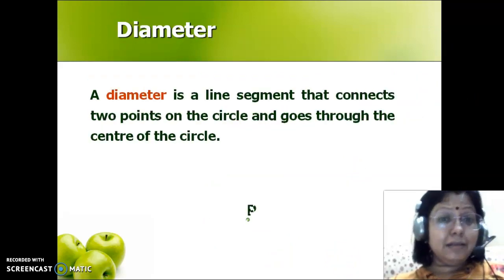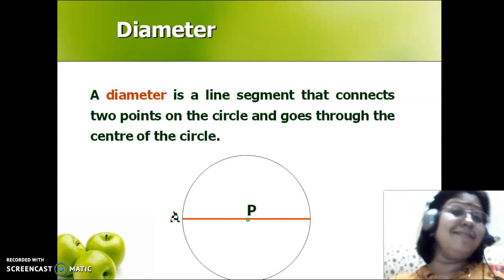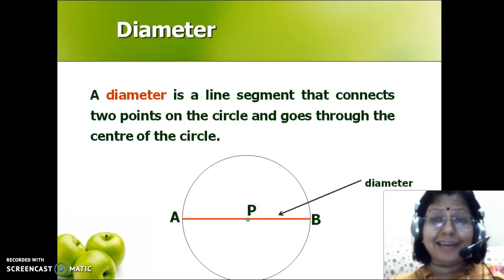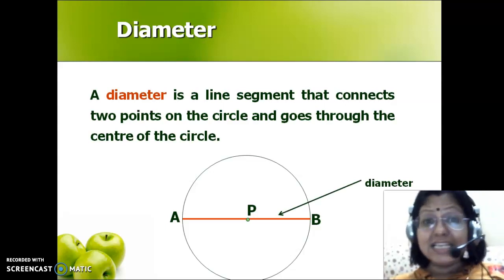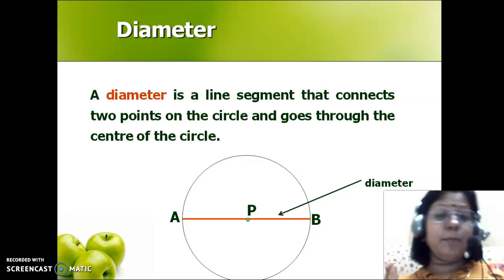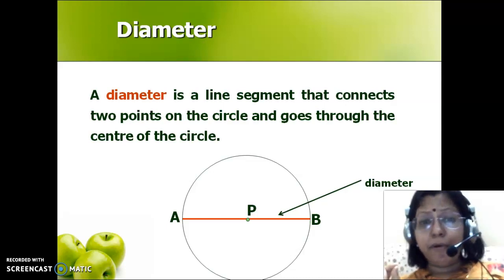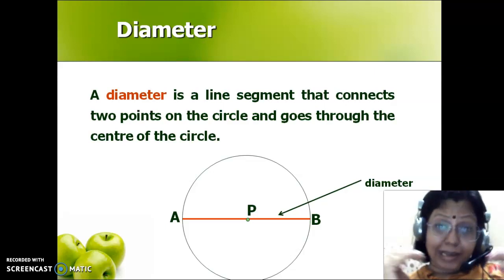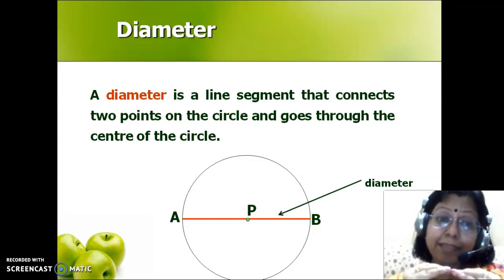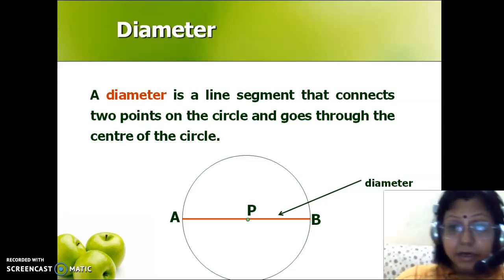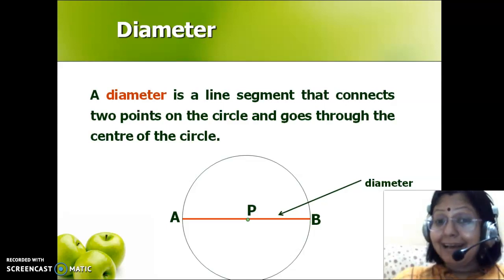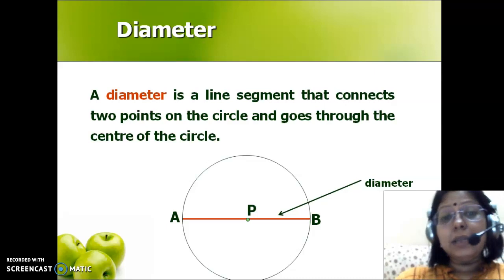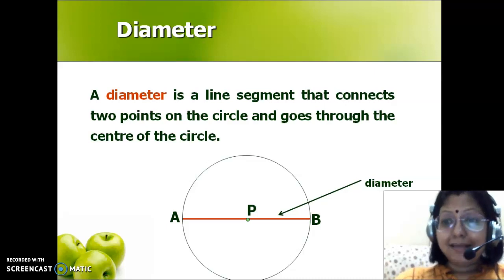Now we will learn another concept, that is diameter. So what is diameter, children? It is a line segment that connects 2 points on the circle. So what are the 2 points on the circle? You can see on the screen, point A and point B. So these are my 2 points. When I am joining it with one line segment, then it is said to be diameter. But very important thing, you should keep it in your mind, children. When that line segment passes through the center, then only that line segment will be called the diameter of the circle.